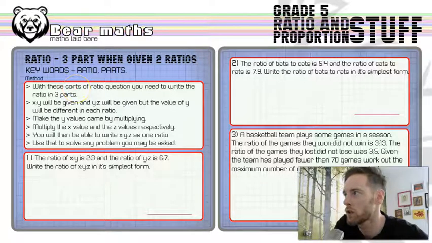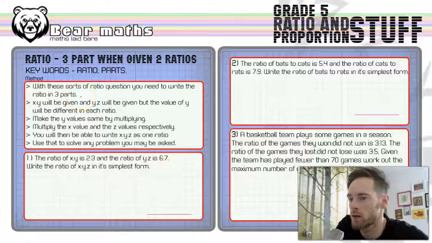This video is on ratio and three-part ratios when you're given two ratios. Keywords here are ratio and parts. A ratio is a way of splitting something up, and it's not necessarily the total amount of parts of the ratio. It doesn't always represent actually how many things there are. It's just any multiple thereafter of that many things.